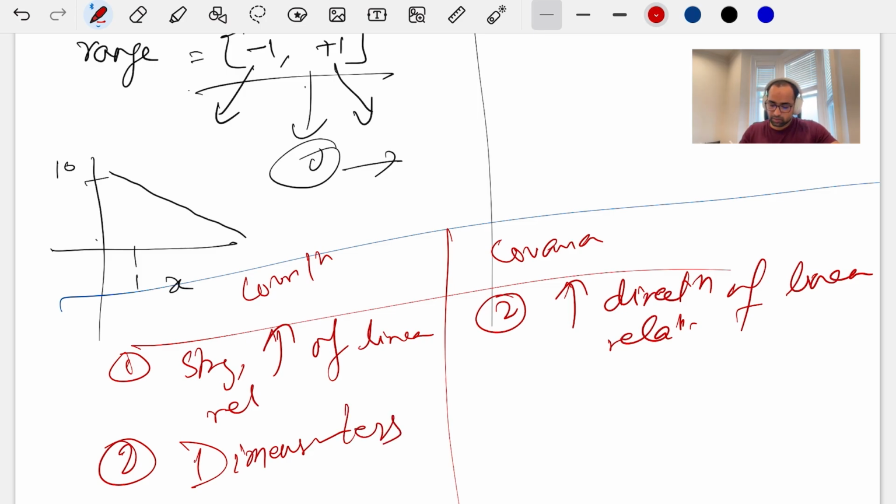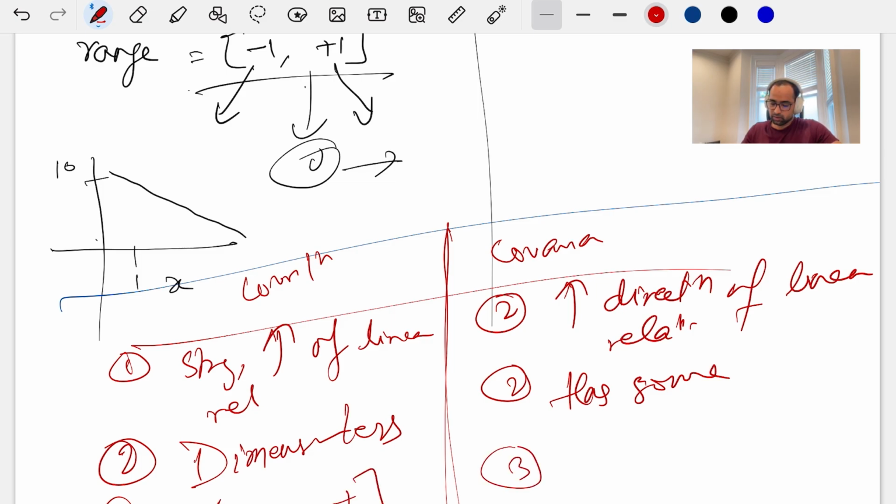Another difference is that correlation is dimensionless because it does not have any units, but covariance has some unit. It will depend upon both the variables among which you are trying to figure this out. These are the two differences. And the value of correlation ranges from -1 to +1, while for covariance the value can be anything. It depends upon the values of the variables.